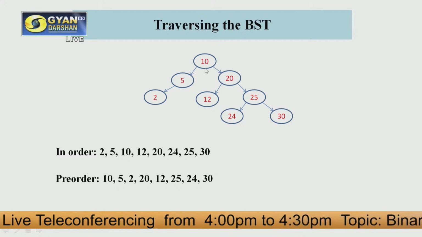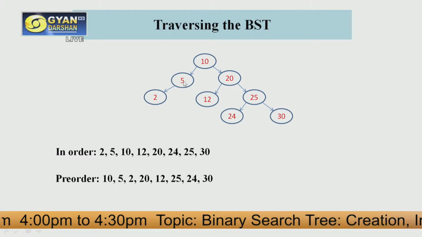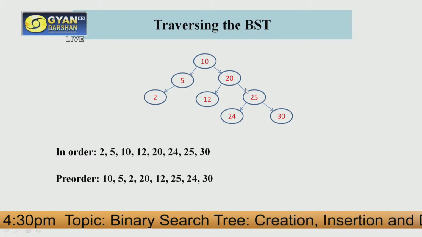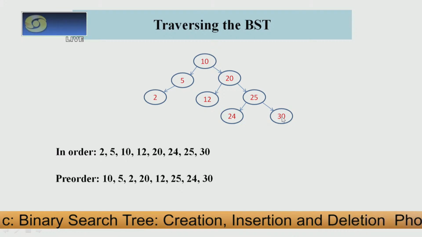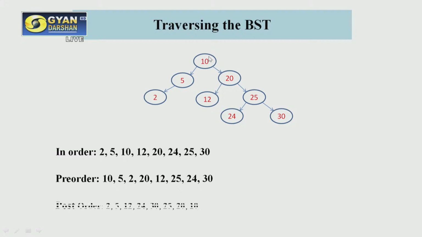So the sequence of traversal in post order will be first 2, then 5, then 12, then 24, 30, followed by 25, 20 and 10. So in the post-order traversal, we will get the keys traversed in this order. So this is how we can perform the traversing of a binary search tree.